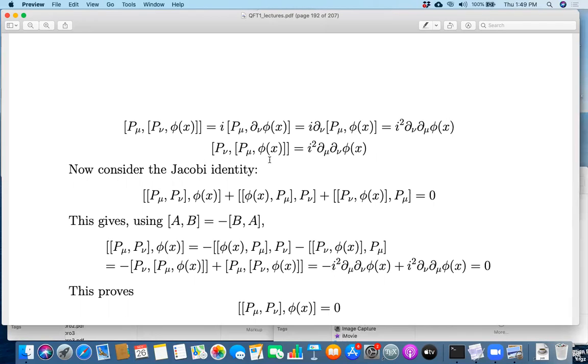Now here I have written the same expression, but with mu and nu exchanged. P nu with P mu with phi. That's given again by I squared times the double derivative of phi, except that the order of the derivatives has been exchanged. But of course it doesn't matter because these are ordinary partial derivatives.